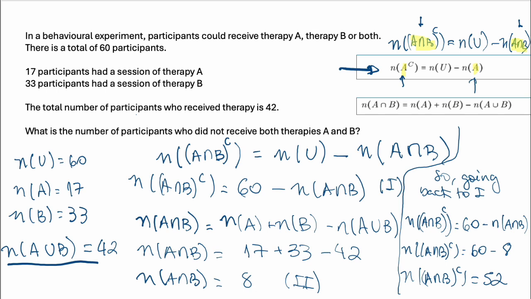All right, so let's try to interpret this. The number of people that didn't receive both at the same time is 52. So I had people that received just A, just B. I had people that received the therapies at the same time. That's the intersection. What I'm calculating is the number of people that are not inside this, that receive therapy A and B at the same time. Okay, that's the interpretation. And now I want to solve it using the Venn diagram.